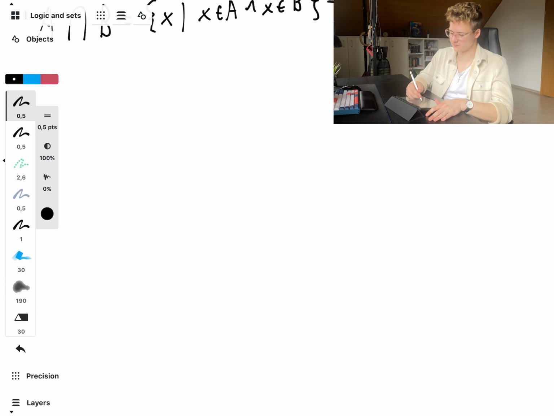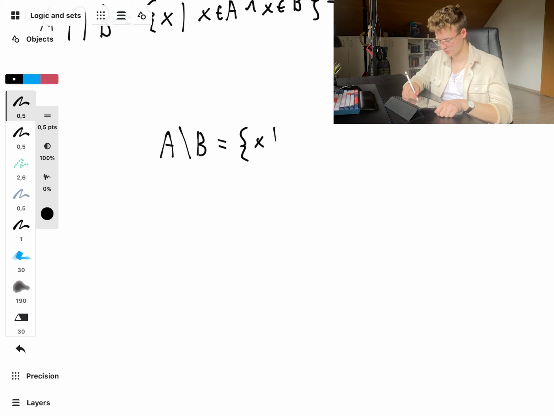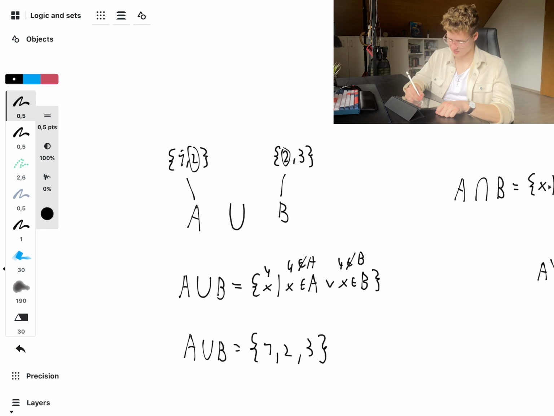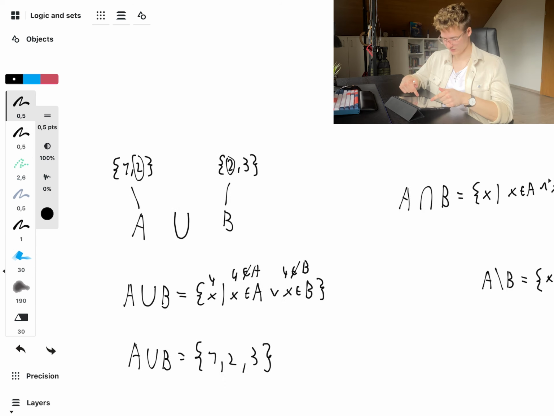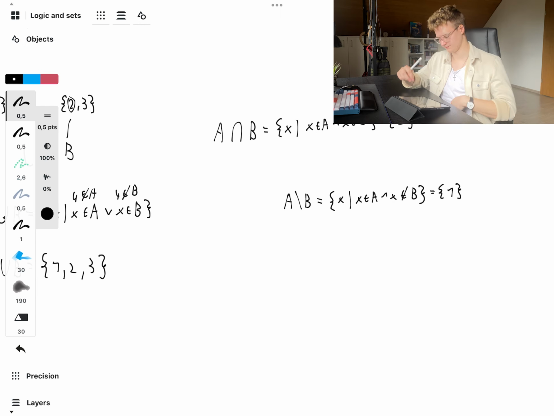We also have the difference. So A minus B, basically. This is the symbol for difference. And you have X, where X is an element of A, and X is not an element of B. In our case, 1 is an element of A, and it's not an element of B, but 2 is an element of A and an element of B, so 2 wouldn't be right. So that would be just 1. So that's the difference.